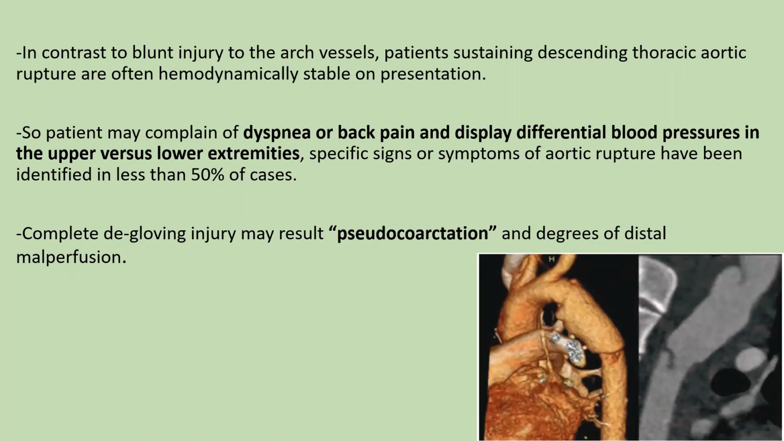Complete degloving injury may result in intussusception of the aortic media into the descending thoracic aorta, with resultant pseudocoarctation and a degree of distal malperfusion, as shown here. It shows the pseudocoarctation of the aorta caused by circumferential transection of the aorta with a wall flap.